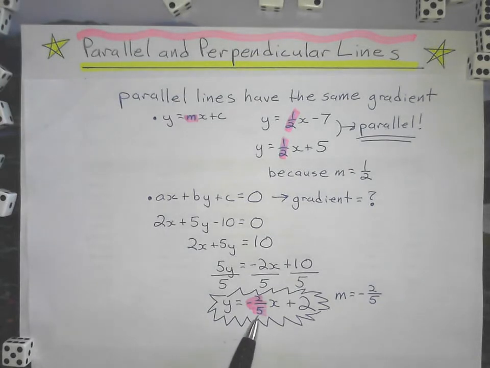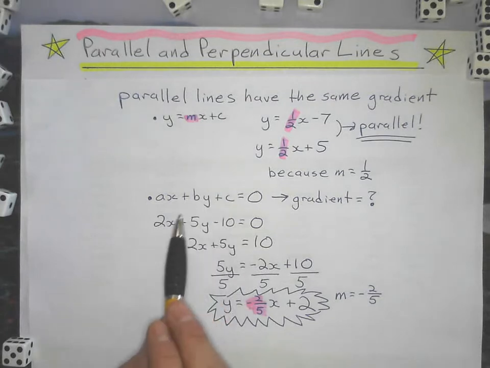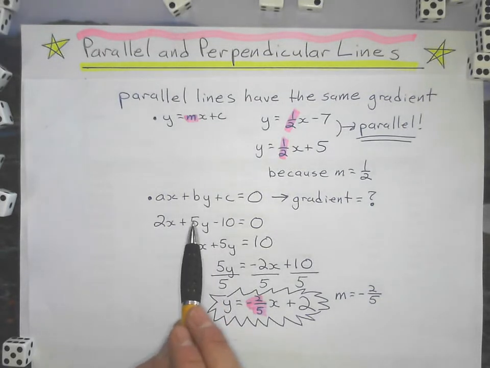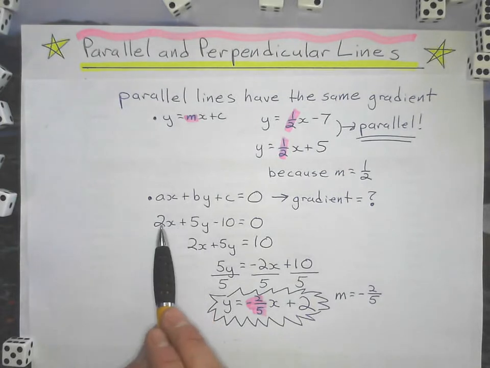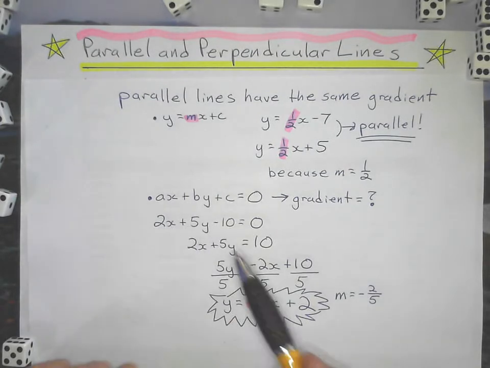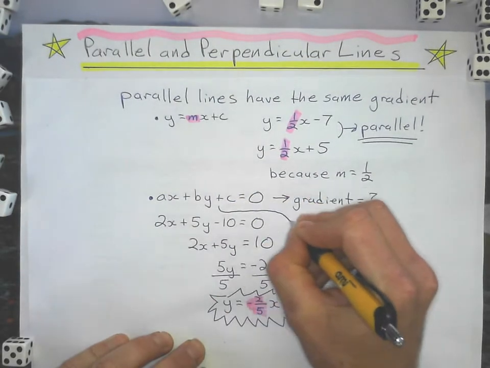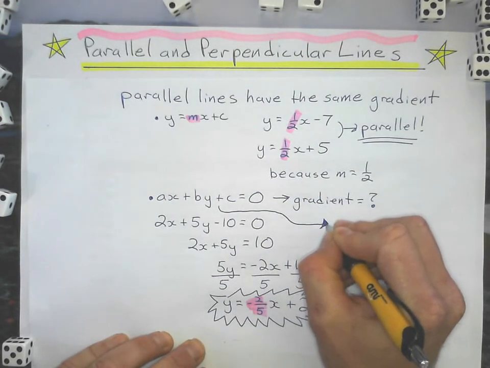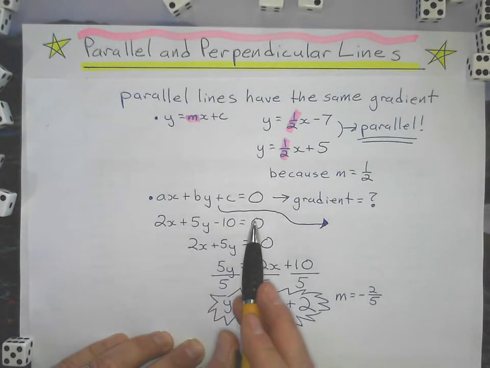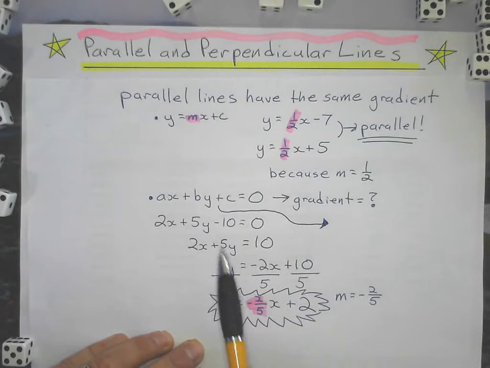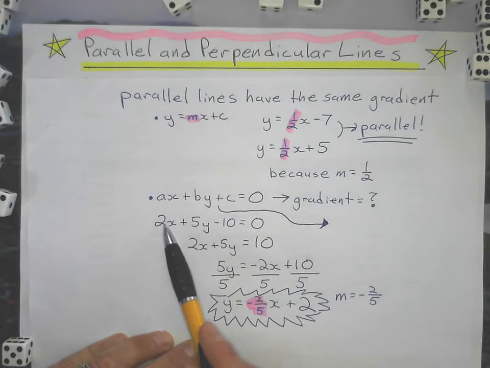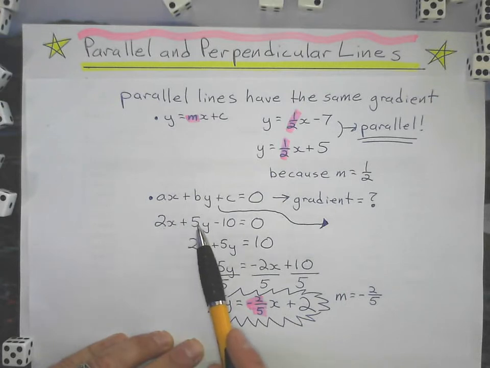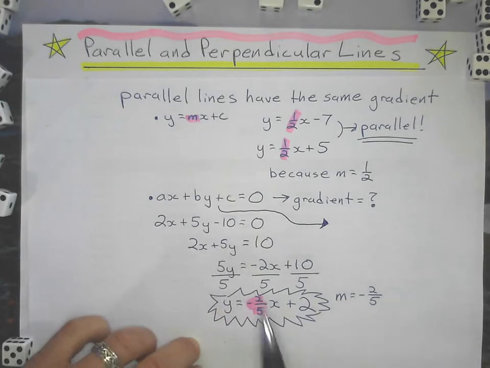What I want to do is look at the shortcut for getting the gradient right here without doing all this algebra, just by looking at these two coefficients, because it's going to be the same every single time. If I take the general equation, ax plus by plus c equals 0, and solve for y, I want you to look at the relationship between what the gradient is and what these two coefficients are. We can use that as a shortcut to find the gradient when it's in this form.